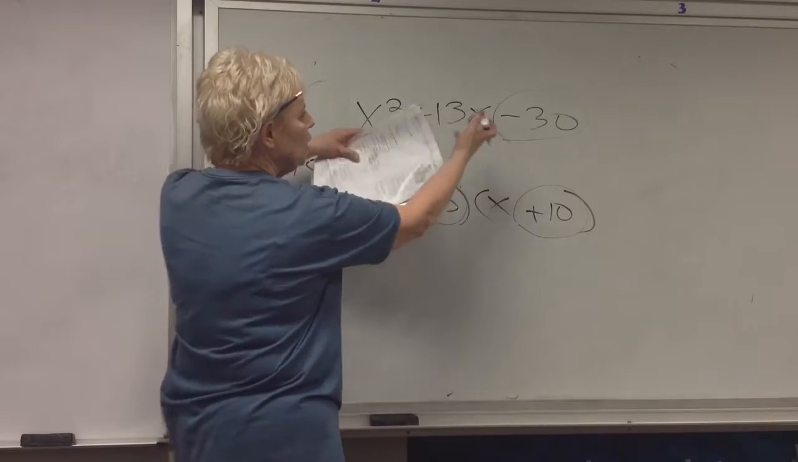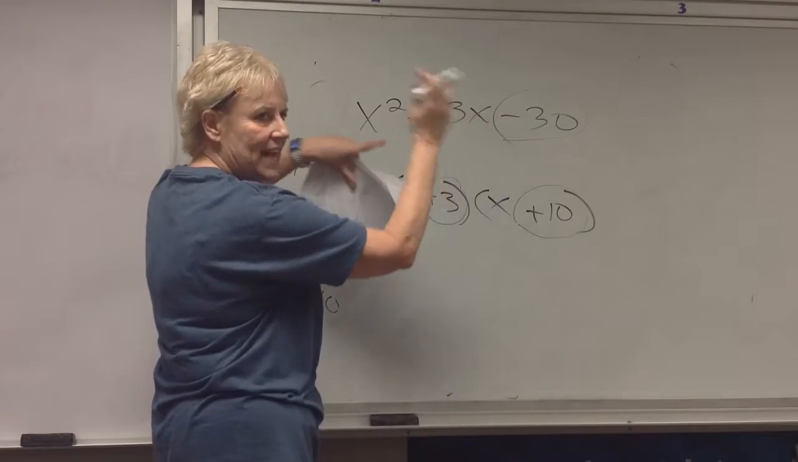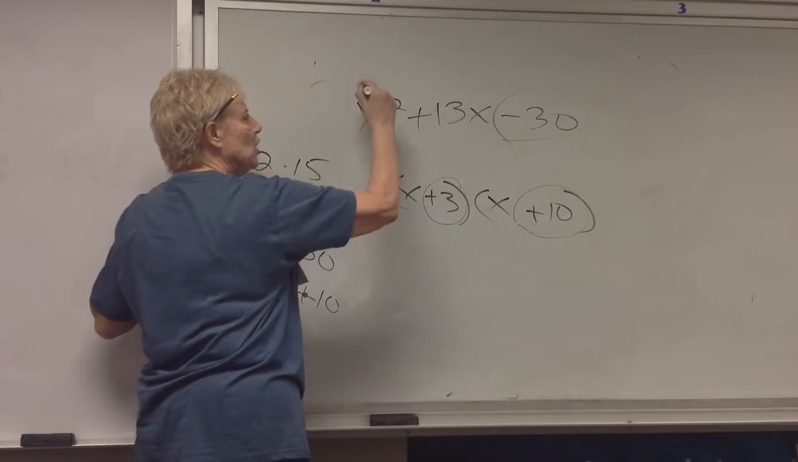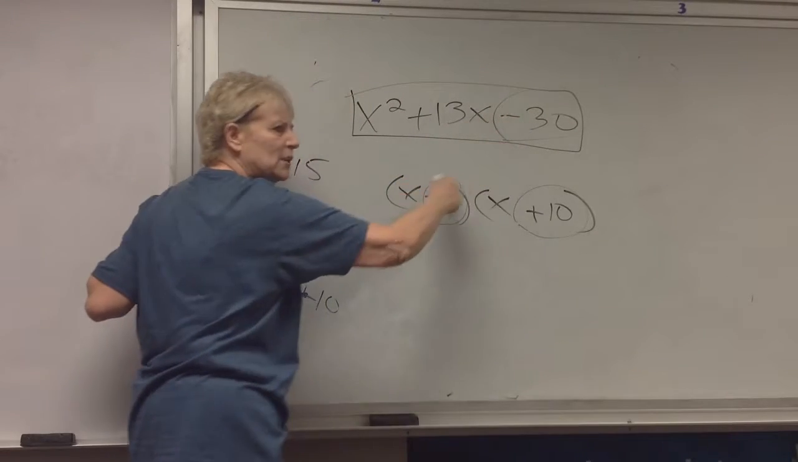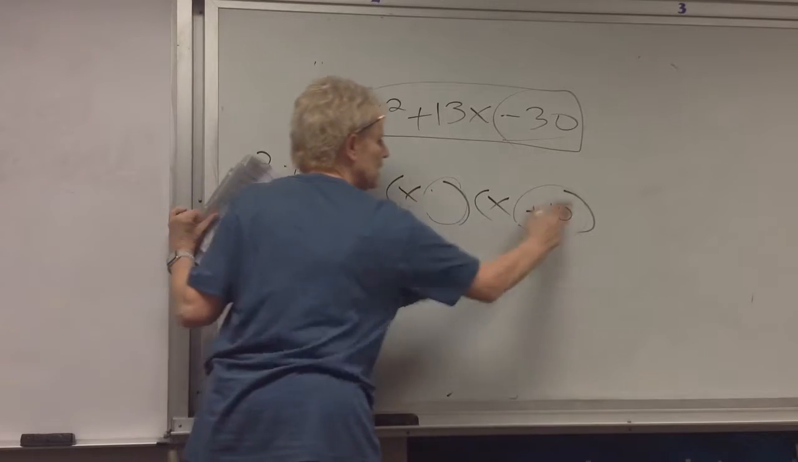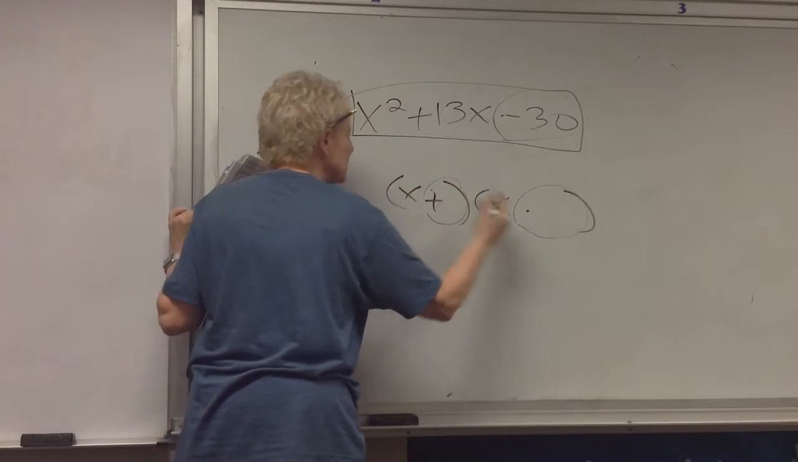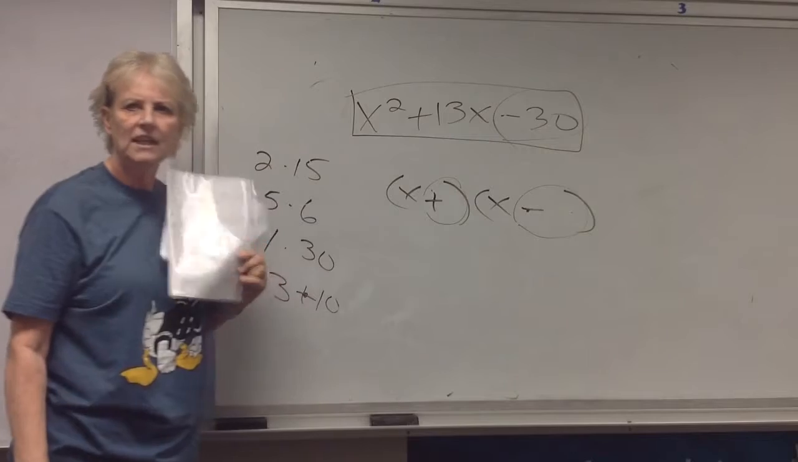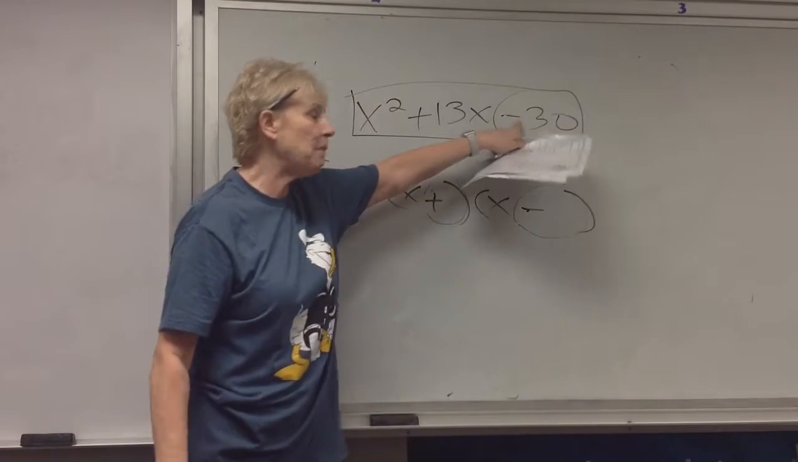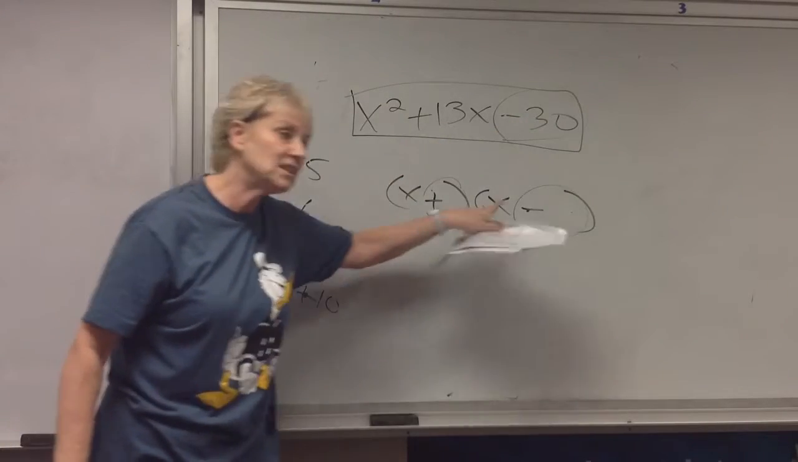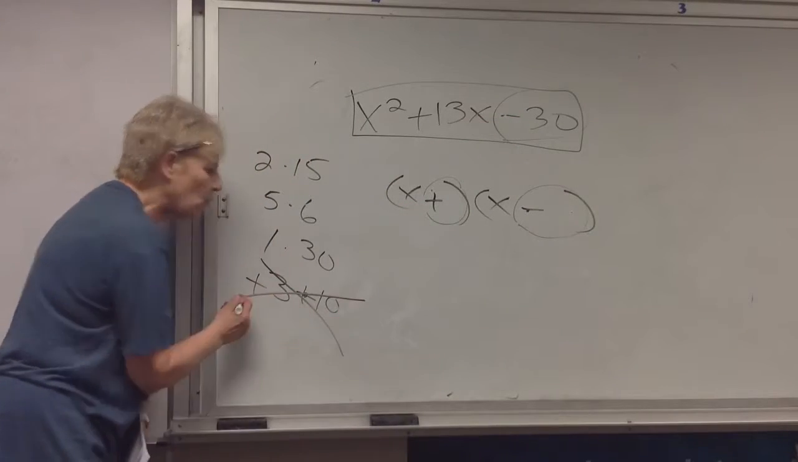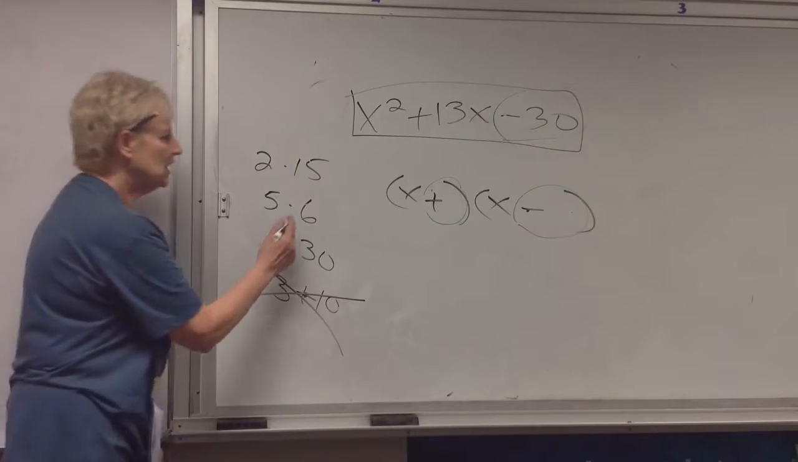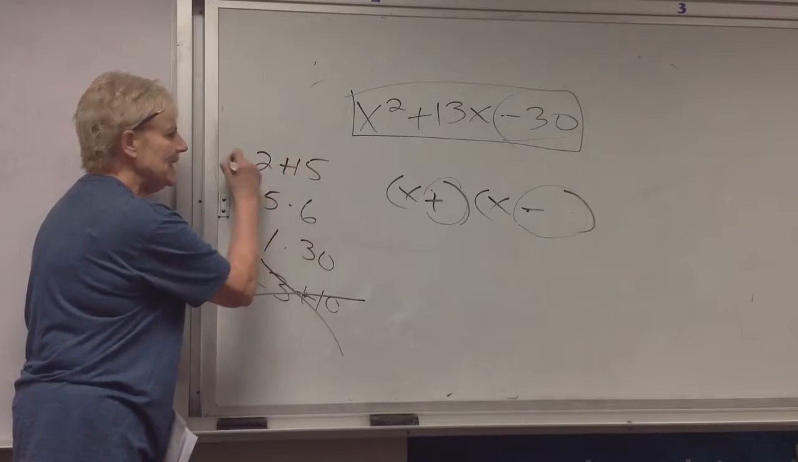You should be able to look at a trinomial on any test and see if you have a negative here. The only way to get a negative is if one of them's positive and one of them's negative. If you have negative, negative, it's positive here. If you have positive, positive, it's positive here. So this one can't work. It's 15 and negative 2.